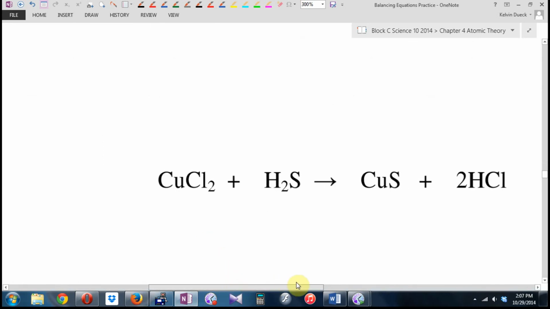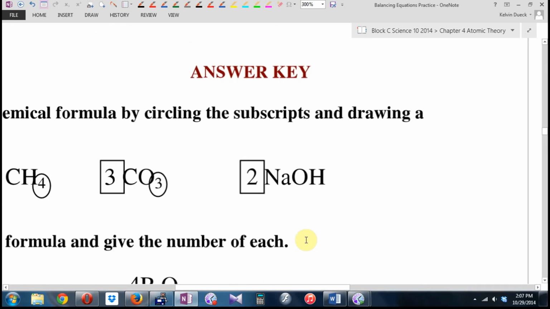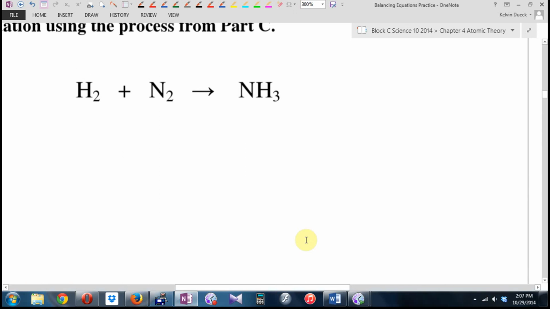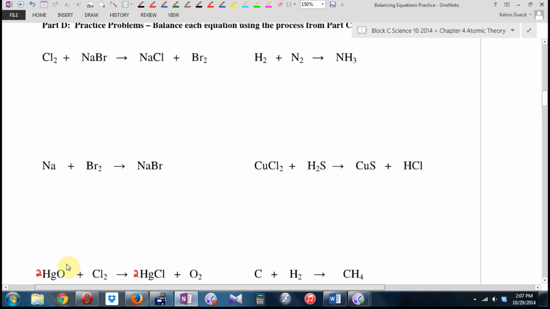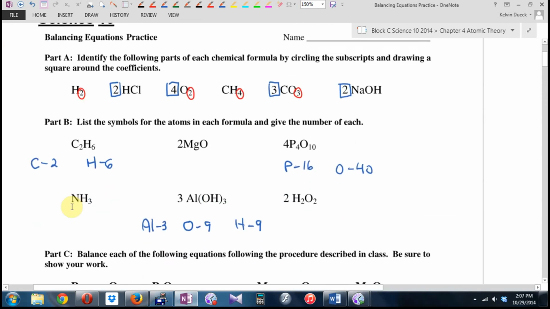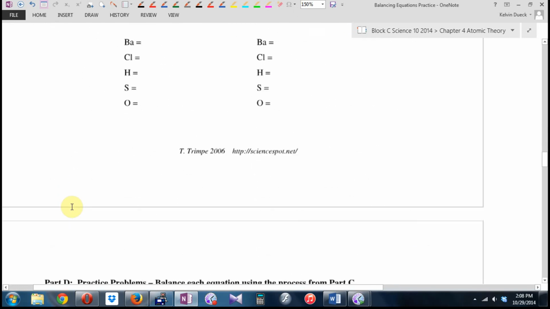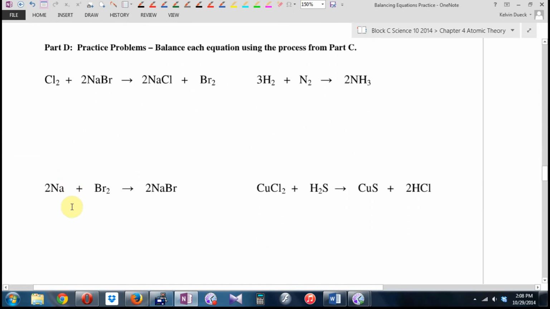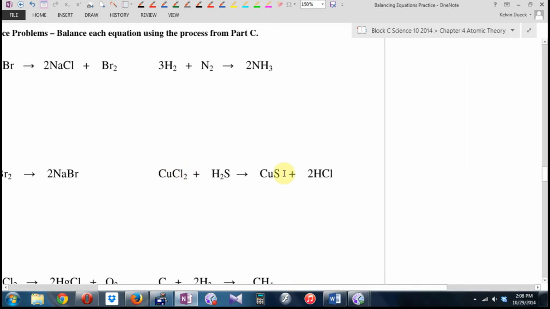Let's try, on the next page, this puppy here, CuCl2 plus H2S gives CuS plus 2HCl. Let's be the last one. Oh, I'm on the answer key? Oh, geez, Dueck. My fault. Okay, let's try this again. Oh, that's right, because I put the answers first. First 2 pages, and then I attach the answers, right? Duh. So you know what? Let's try practice problems. Let's do this one here. Cu2Cl2 plus H2S gives CuS. No wonder that seemed a little easy.